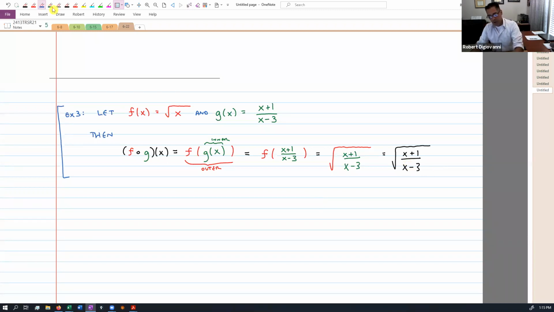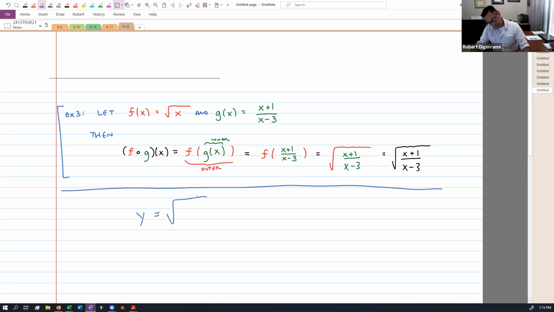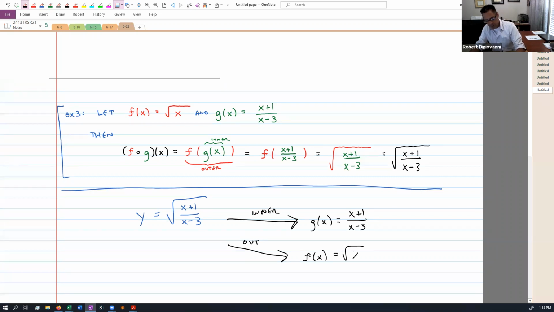But again, the question today is, if I give you this, can you take that and break it down into an inner and an outer function? Can you see the inner function is x plus 1 over x minus 3, and can you see that the outer function is the square root function? That's going to be the challenge for you, to be able to identify the inner and the outer.